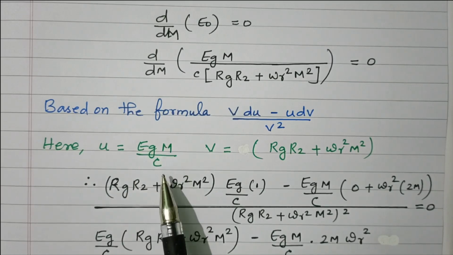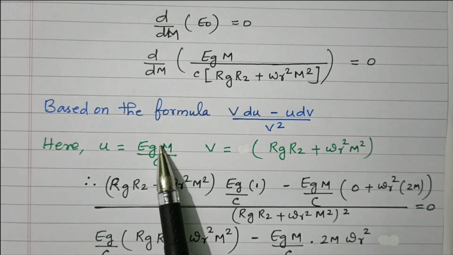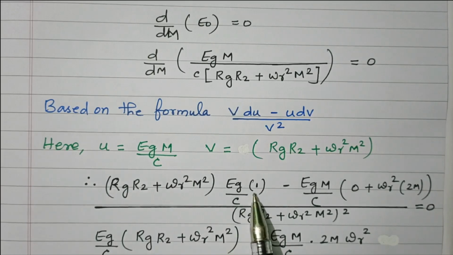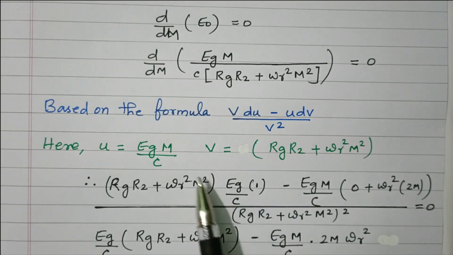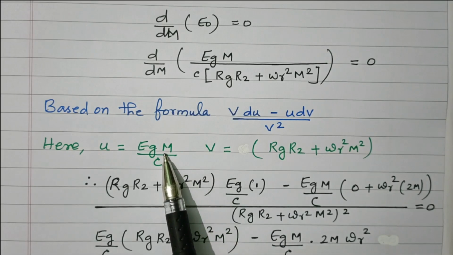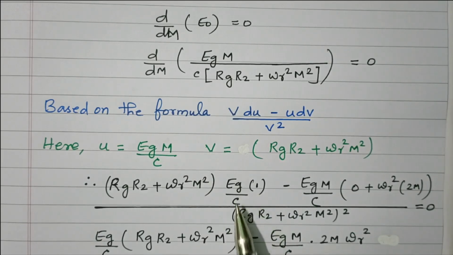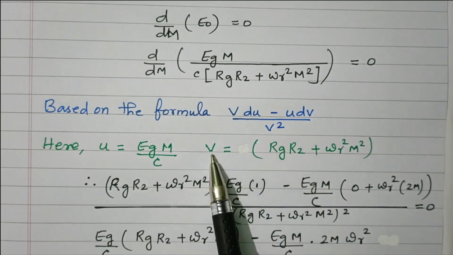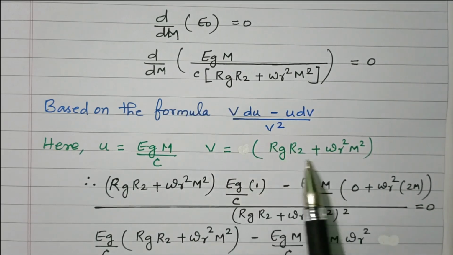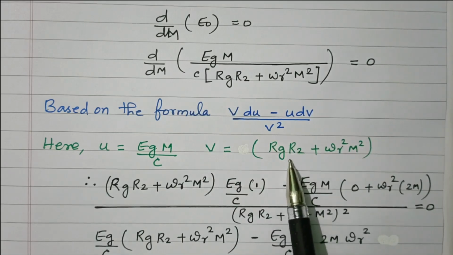So M divided by C, while differentiating M the result is 1. Differentiation of dM is 1. Differentiation of x is dx, integral dx is x. Similarly here, the differentiation of M is 1. So Eg divided by C into 1 minus U. The term U is substituted as it is. Then dV, we have to differentiate this term V. Here this term is constant, so it becomes 0.